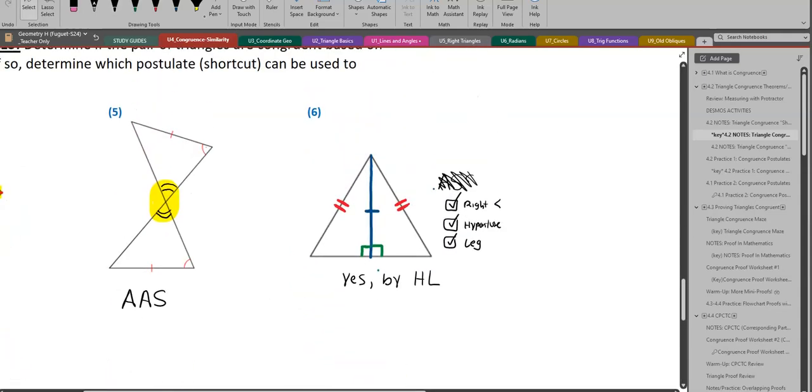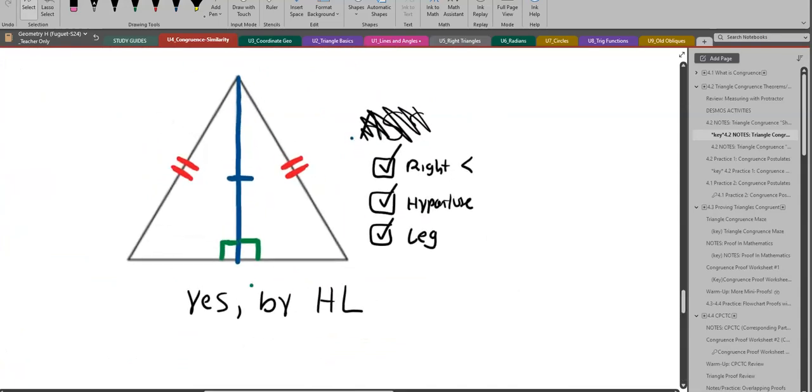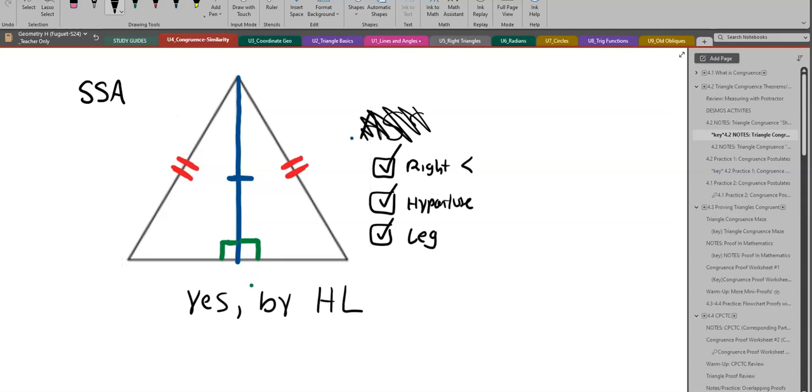Now, I wanted to quickly reference number 6 here, because what you need to be very careful with is, if you didn't remember HL, you might have said the same thing here. You might have said side, side, angle and said that the answer to this was not congruent. In fact, that's not the case simply because the angle is a right angle. That opens the door for our right triangle possibilities here. So we find that there's a pair of legs that are equal, and a pair of hypotenuses that are congruent. So this is actually going to be hypotenuse leg.